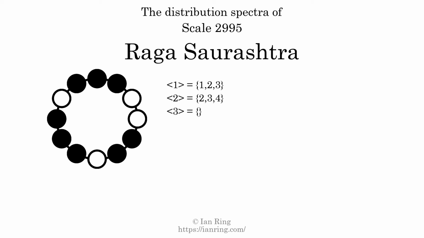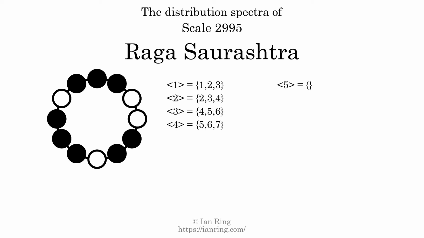The generic interval of 3 scale steps comes in 3 different specific interval sizes. 4 semitones, 5 semitones, and 6 semitones. The spectrum width of this generic interval is 2. The generic interval of 4 scale steps comes in 3 different specific interval sizes. 5 semitones, 6 semitones, and 7 semitones. The spectrum width of this generic interval is 2.